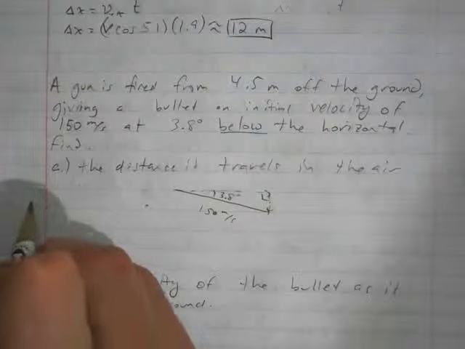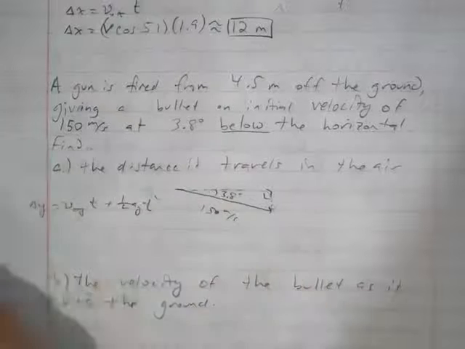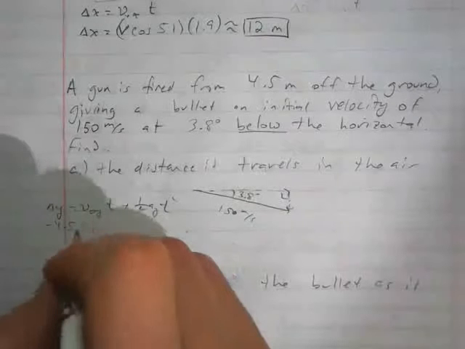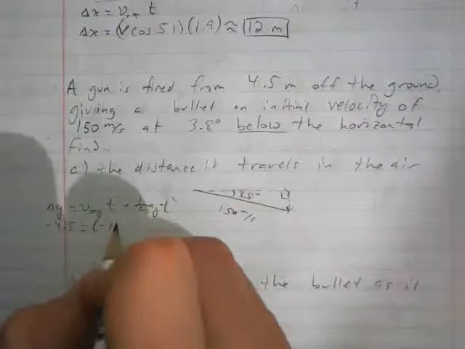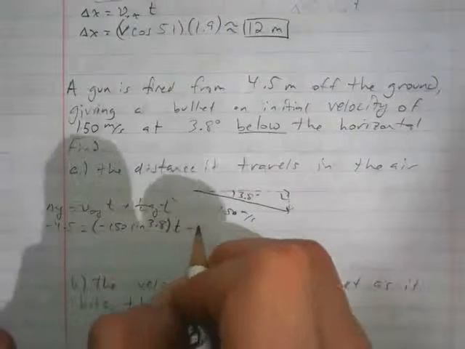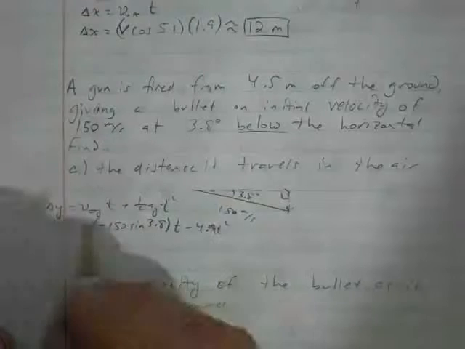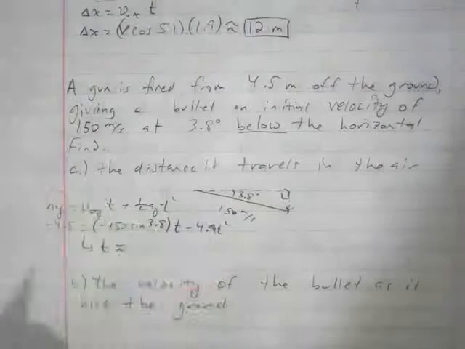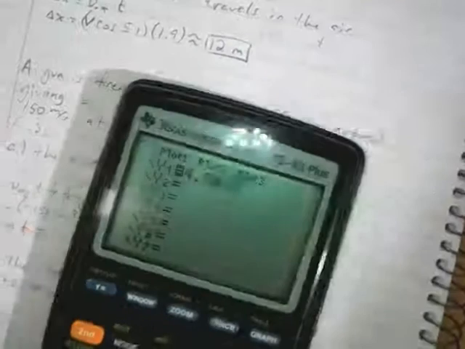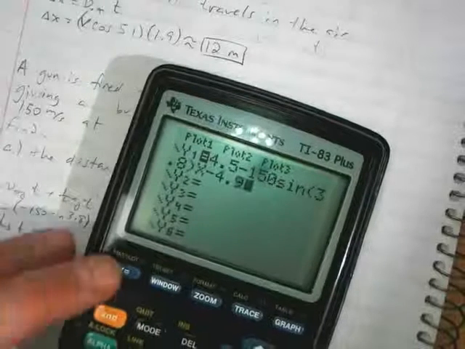To find the distance it travels in the air, we can use the time-dependent equation in the y direction. Plugging in the values we know, from 4.5 meters off the ground, that's negative 4.5 equals initial velocity in the y direction, which is negative 150 sine of 3.8 times time, minus 4.9 times t squared. 4.9 is half of 9.8. And you can then stick that into our graph, move the 4.5 to the other side, and it becomes 4.5 minus 150 sine 3.8 x minus 4.9x squared.